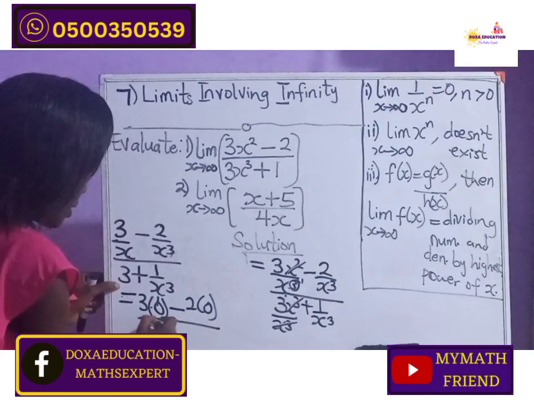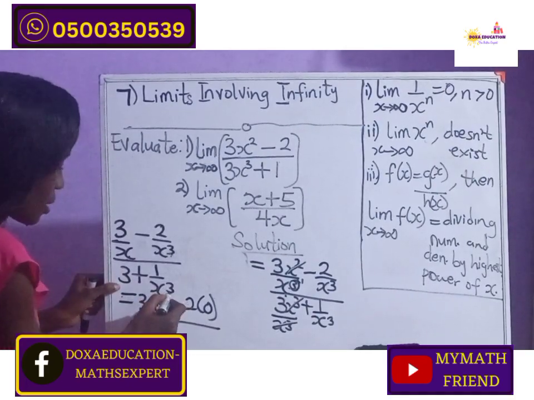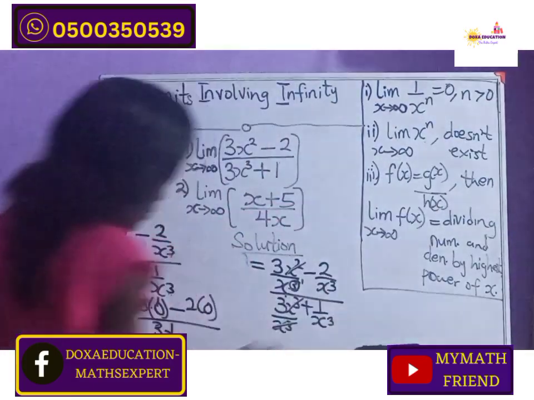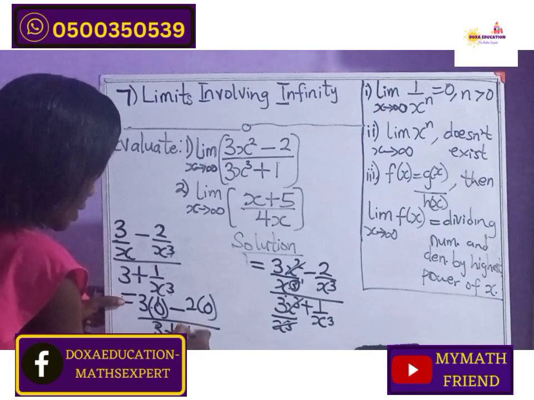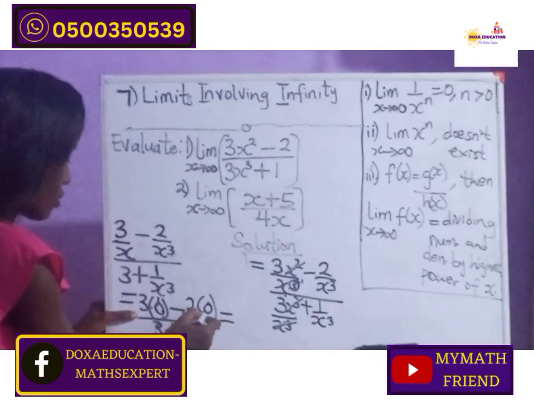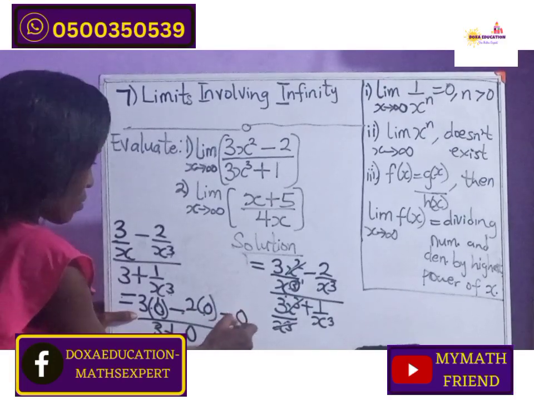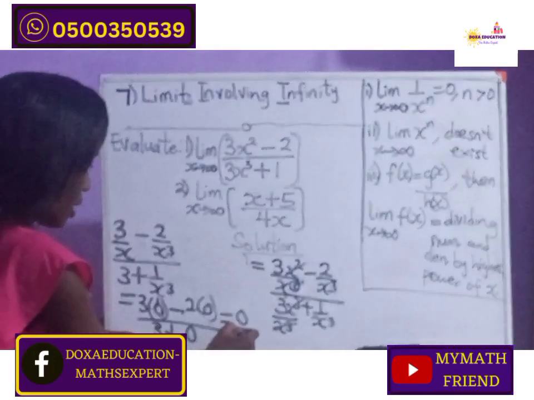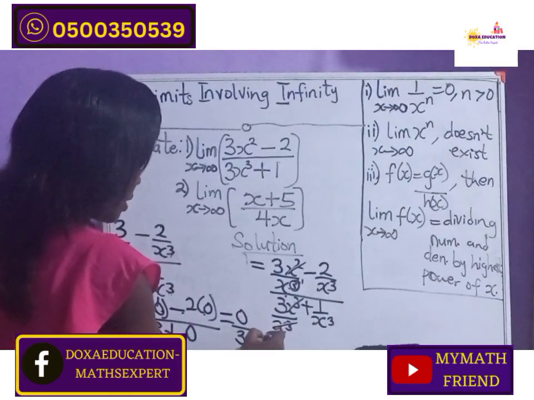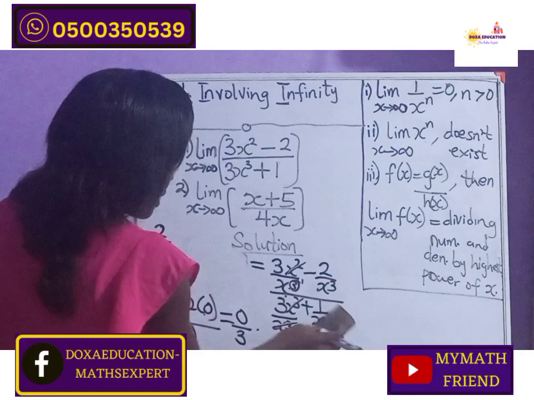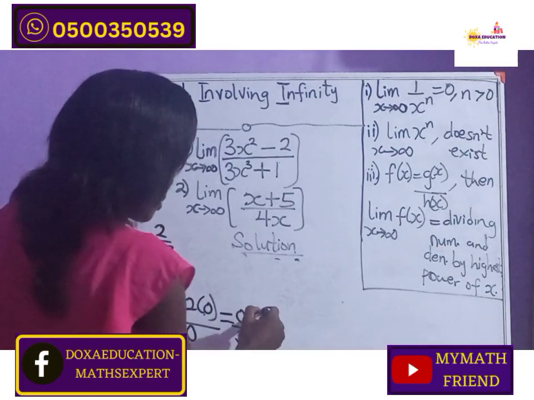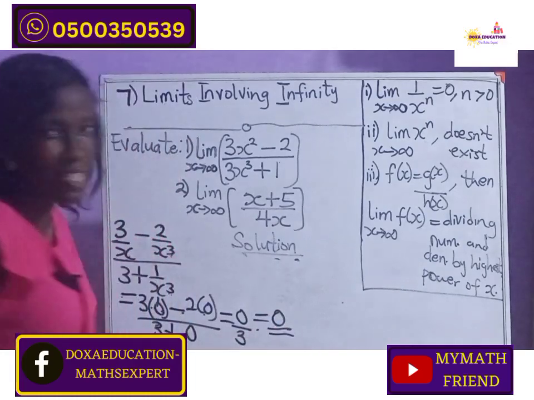Down here too, you have 3 plus 1 over x cubed. The power of x, 3, is positive, so you're going to have plus 0. This gives us 3 times 0 is 0, minus 2 times 0 is 0. So it's 0 over 3, and once the numerator is 0, the answer is 0.